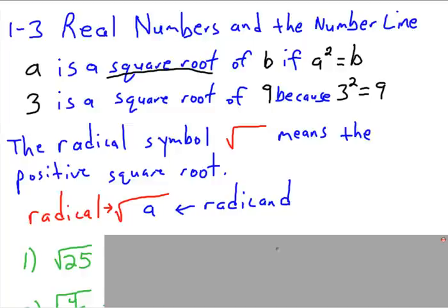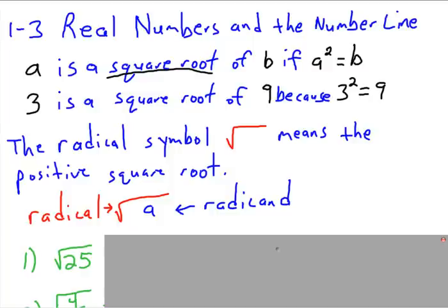Starting with square roots, a is the square root of b if a squared equals b. Then we have an example here that 3 is the square root of 9 because 3 squared equals 9. The symbol in red here, a lot of people think it's a square root symbol. It's actually just a radical symbol, and it means the positive square root of, and the number under the square root would be called the radicand.